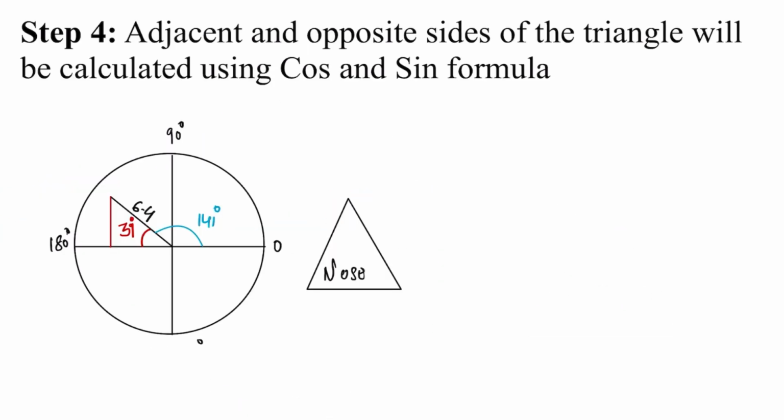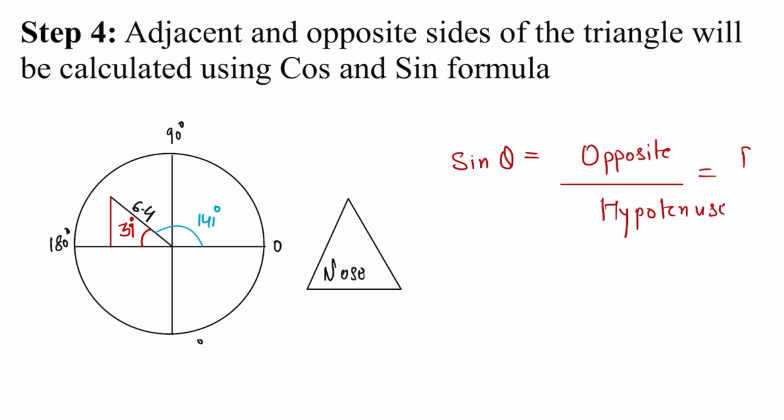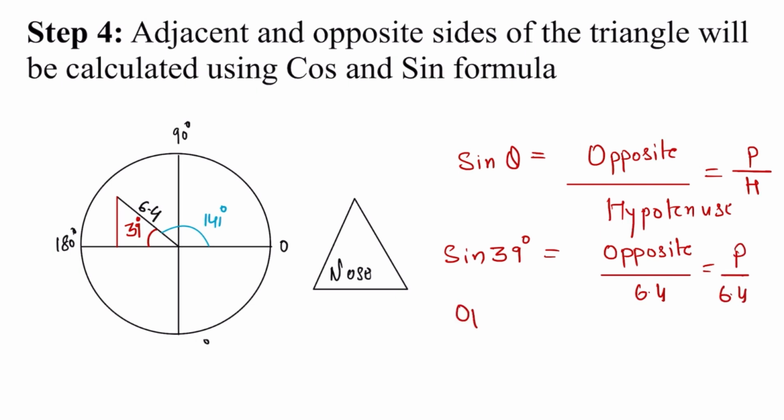Step 4 is that the adjacent and opposite sides of the triangle will be calculated using the cos and sine formulas. As it is a right angle triangle, sine theta will be equal to opposite divided by hypotenuse, or you can write it as perpendicular by hypotenuse. Sine 39 will be equal to the opposite side, which we need to find, divided by 6.4, which we know is the hypotenuse. Opposite will be equal to, after calculating, 4 prism diopter.